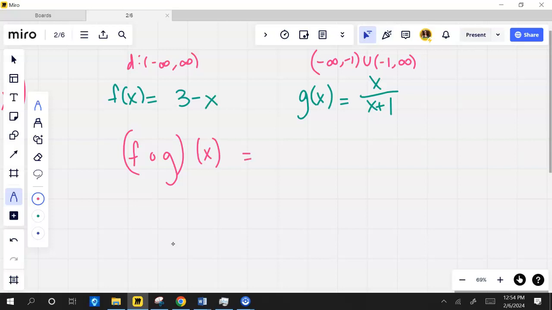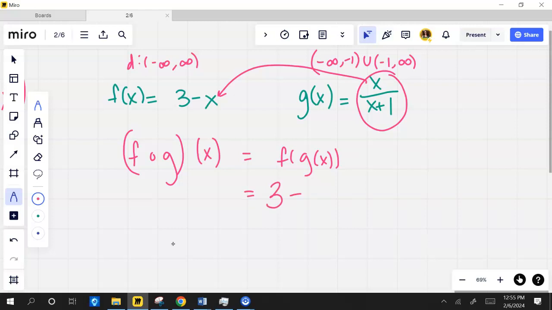All right. Since y'all are asking me, this is really f of g of x, right? I'm taking g, and for every x in f, I'm replacing it. So I get 3 minus, and it's not x anymore, it's now g. We've done this before. To combine it, we need a like denominator. What's the LCD here? x plus 1.